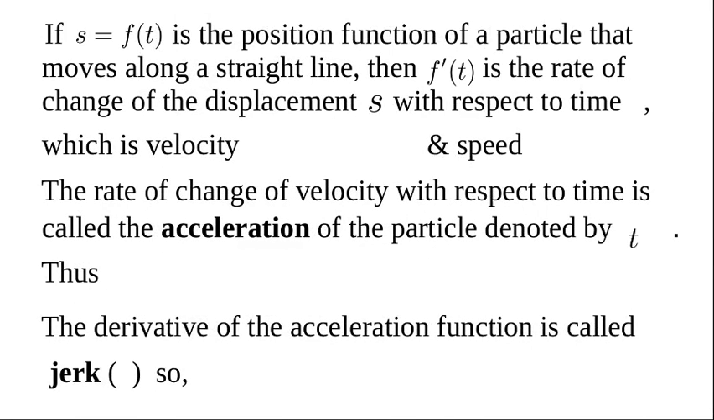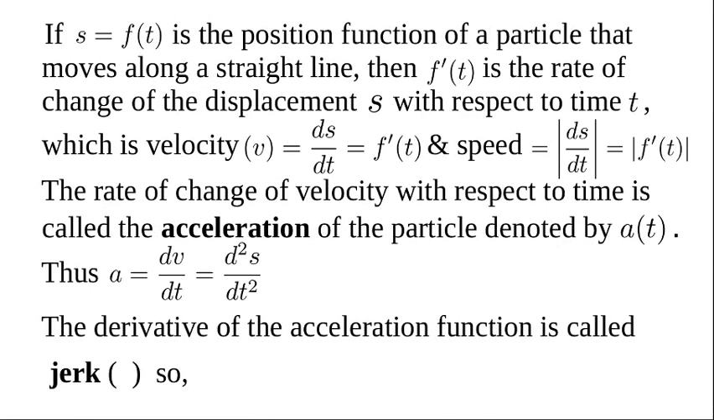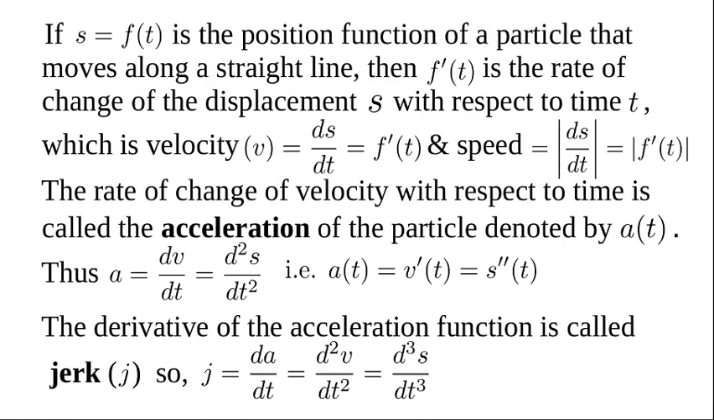If s equal to f of t is the position function of a particle that moves along a straight line, then its derivative f dash of t is the rate of change of displacement s with respect to time t. The rate of change of displacement means velocity, which is represented by v. Therefore, v equal to ds by dt equal to f dash of t. And speed is the absolute value of the velocity. Therefore, speed equal to mod of ds by dt equal to modulus of f dash of t.